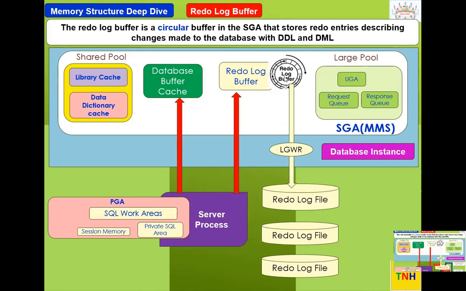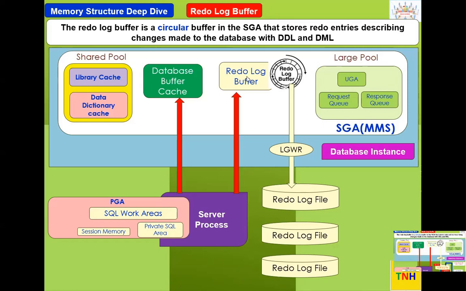Two processes are actually working. One is the server process writing into the redo log buffer, and the other is the log writer reading from the redo log buffer. So both are busy here. The log writer process is reading, and the server process is writing. Now we can't have any conflicts here. So that's why it's a circular buffer.